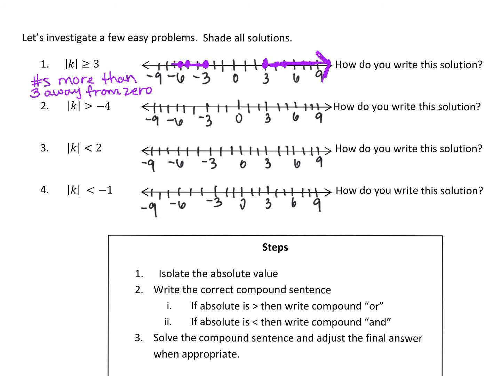And, not and, or less than negative 3, right? That's or. The numbers that are more than 3 away from 0 are greater than 3 or less than negative 3. It can't be both, so that's not an and, right? Can't be in both places. So how do we write this solution? X is less than or equal to negative 3, or x is greater than or equal to positive 3.